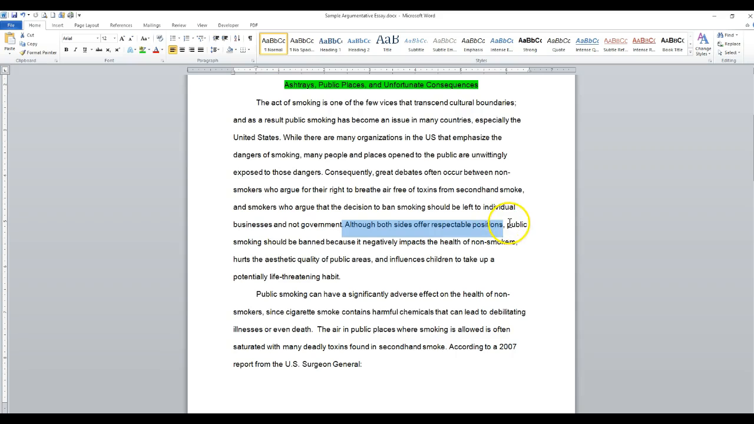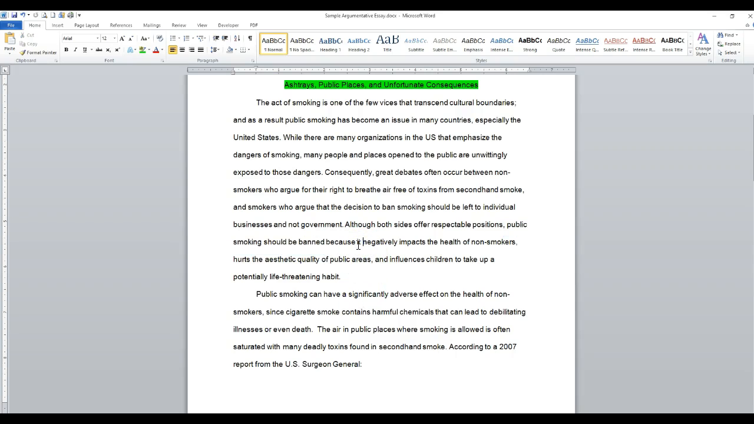All right, but this is his official thesis statement, which is public smoking should be banned because it negatively impacts the health of non-smokers, hurts the aesthetic quality of public areas, and influences children to take up a potentially life-threatening habit. So if you notice, the position is very clear, right? Public smoking should be banned. So that's part one. You must always have a thesis statement that has a position listed. All right. That's the thing that's absolutely necessary for all argumentative essays.